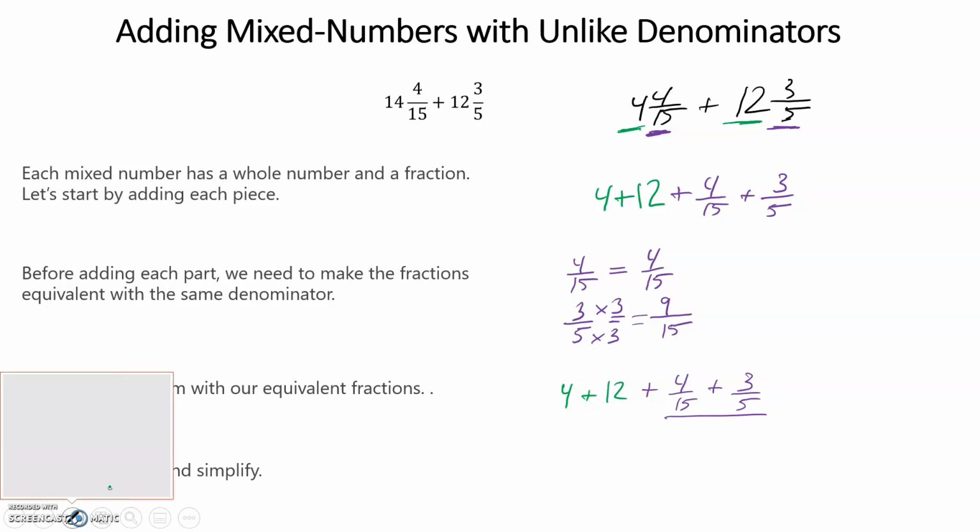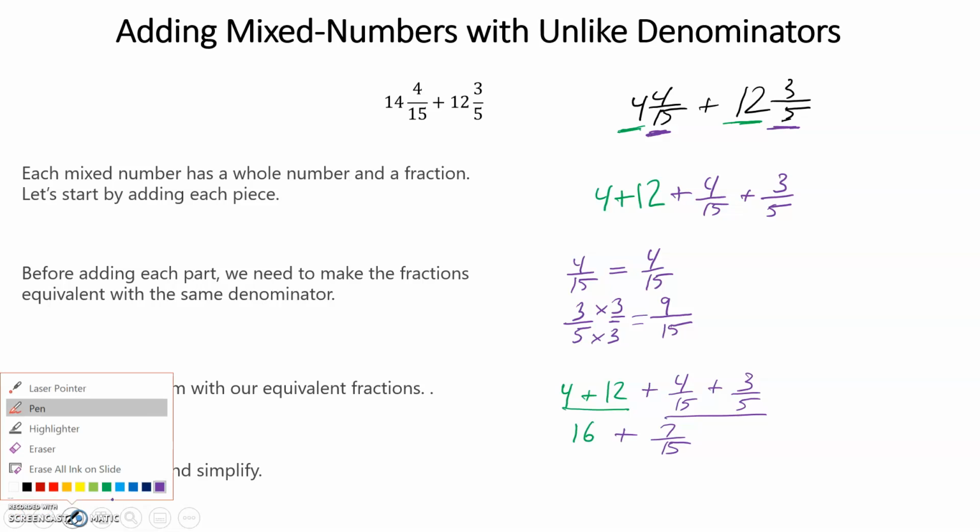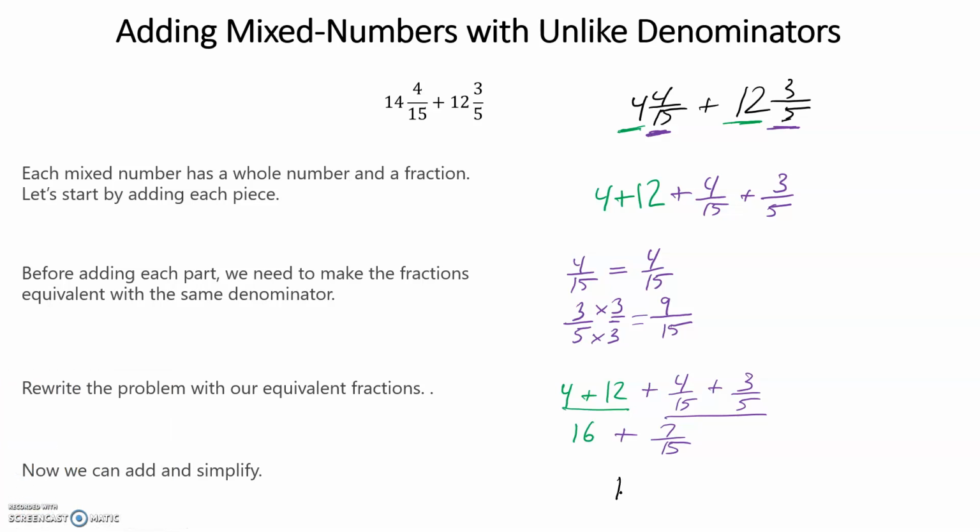And so 4 plus 12 is 16. And then 4/15 plus 9/15 is going to give me 13/15. And so my answer is going to be, I'm going to add these two together, and I'm going to get 16 and 13/15. All right, that fraction is already in simplest form, so there's nothing else I need to do.